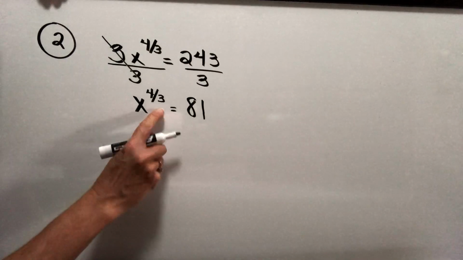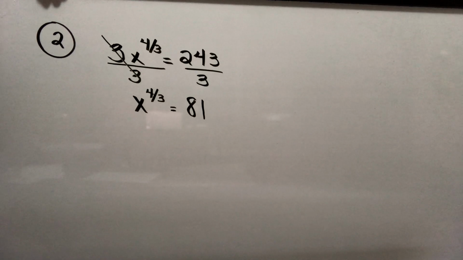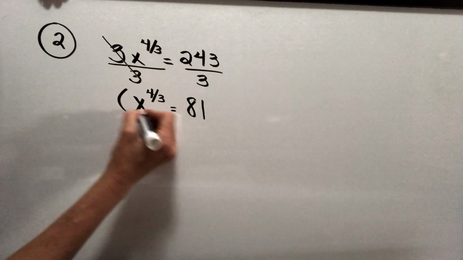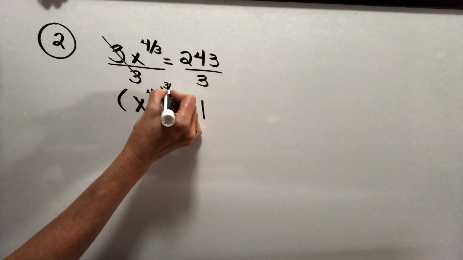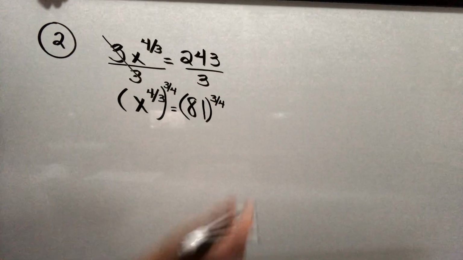Now we want to eliminate the power that is a fraction. So you use its reciprocal. The reciprocal of 4/3 would be 3/4. So we're going to raise both sides to the 3/4 power.